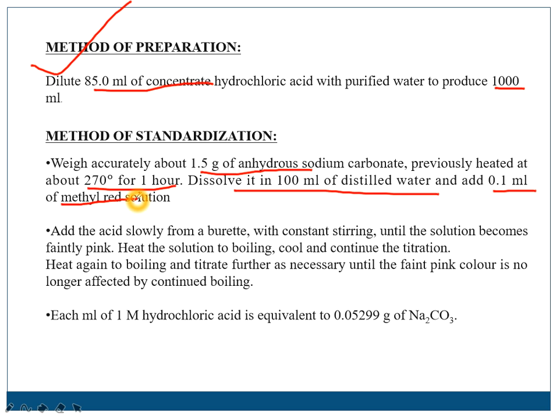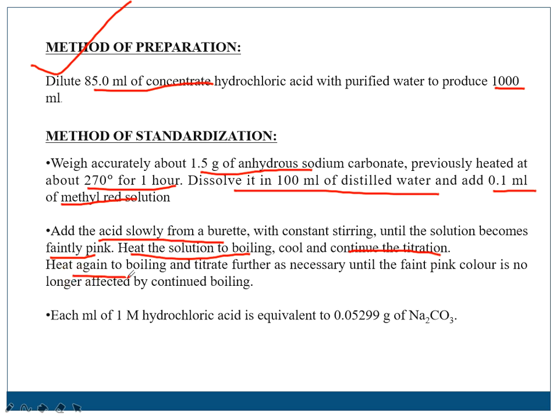After the addition, add the acid slowly from the burette with constant stirring until the solution becomes faintly pink. Once you achieve the faintly pink color in your conical flask, heat the solution to boiling. Cool. At that time, there will be a disappearance of the pink color. If the pink color disappears, continue the titration with the acid, that is hydrochloric acid. Then you will get the reappearance of the pink color.